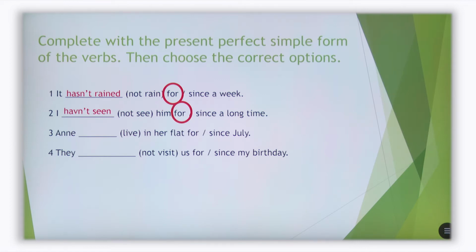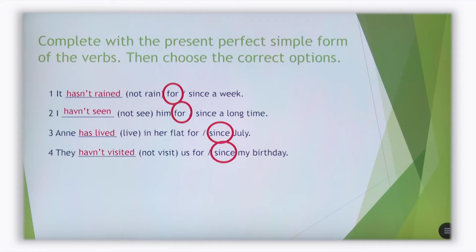Let's go with the third sentence. Anna, in the brackets, live in her flat for or since July. Anna hasn't lived in her flat since July. Now we have the last sentence here. They, in the brackets, not visit us for or since my birthday. They haven't visited us since my birthday.